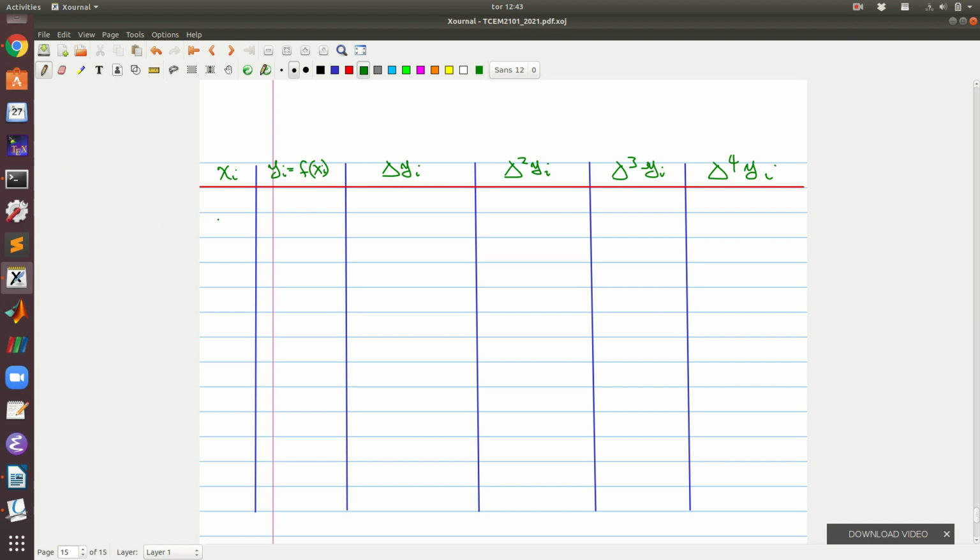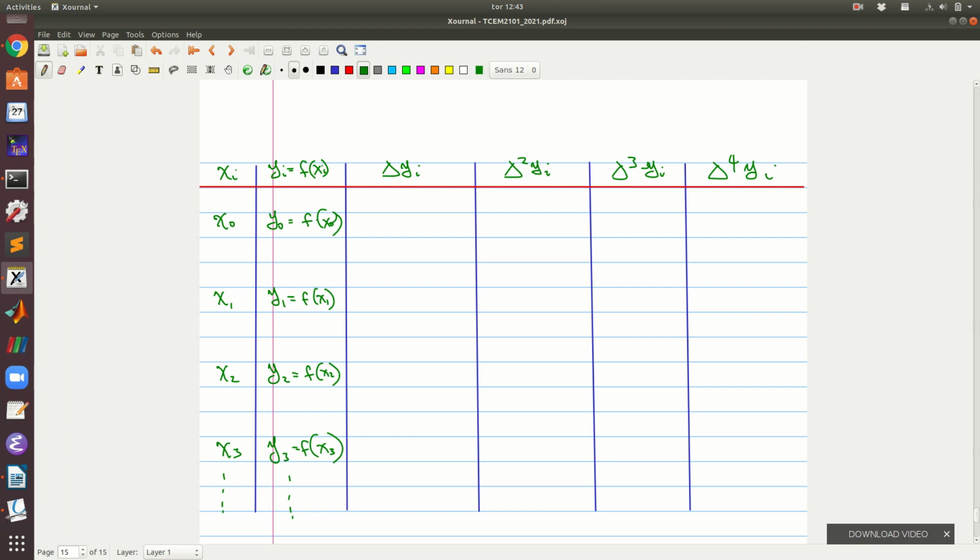So here we can start. Maybe we have x naught, the value x1, then x2, x3, and so on up to perhaps xn. So we know this is y naught, which is f of x naught. This is y1, which is f of x1, and this is y2, which is f of x2, and this is y3, which is f of x3, and so on.